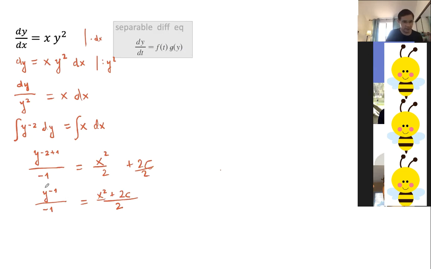Okay, so now what is this? This is y to the negative 1. This is the same as 1 over y. And there's a negative, so I have negative 1 over y. And that's equal to x squared plus 2c divided by 2. Okay, so maybe I can multiply both sides by negative 1. So I'm going to get 1 over y equal to negative x squared, negative 2c, and then divided by 2.